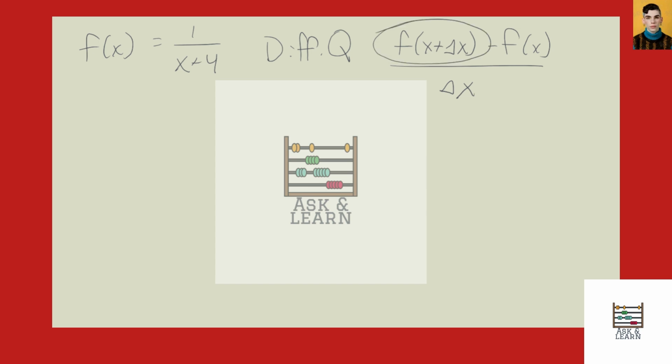So this guy here, we're just going to replace x in this with x plus delta x. And if I do that, it gives me 1 over x plus delta x plus 4, right? So then I've got minus, this guy's just f of x, so 1 over x plus 4. And then I need to divide the whole thing by delta x.